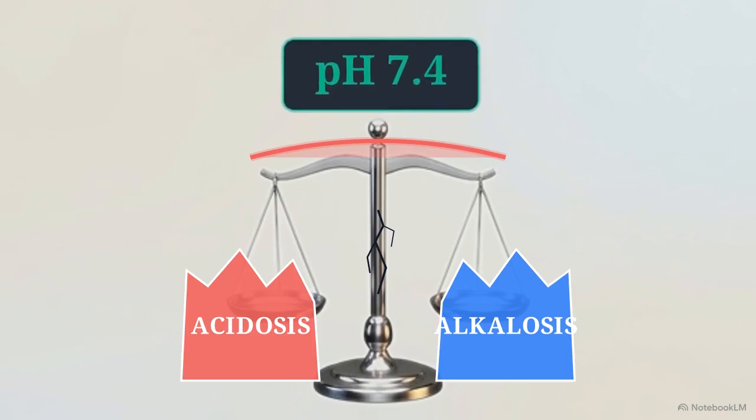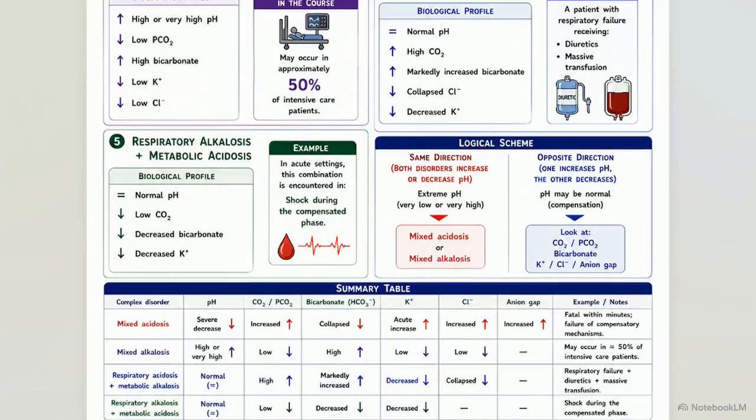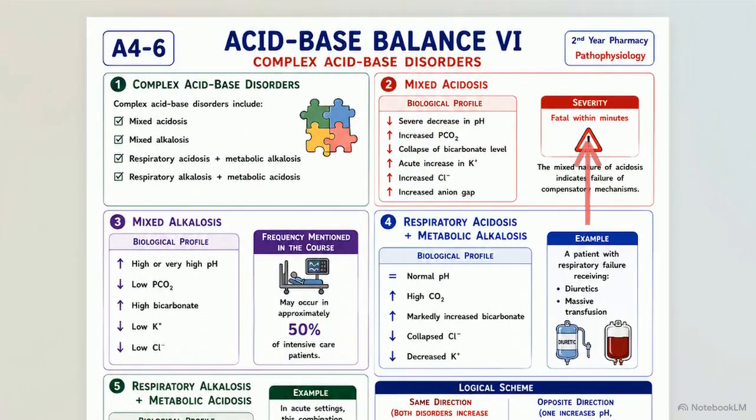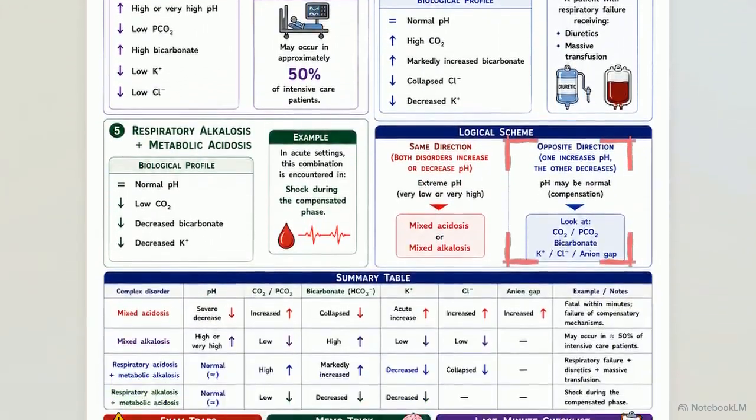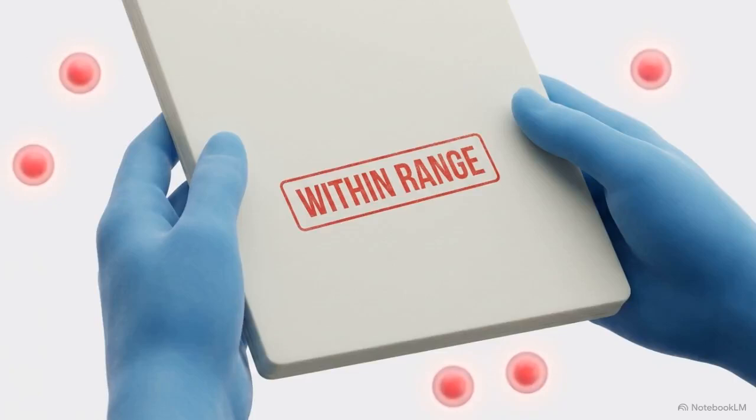This logical scheme outlines the danger. Under same direction, simultaneous disorders cause extreme, uncompensated pH. We see this in mixed acidosis: decreased pH, increased PCO2, collapsed bicarbonate, which is fatal within minutes. But in opposite direction, opposing disorders cancel out, making the pH appear normal. Trusting a normal pH reading in an acute setting without cross-referencing gas and electrolyte values is a catastrophic diagnostic error. The equilibrium is an illusion.